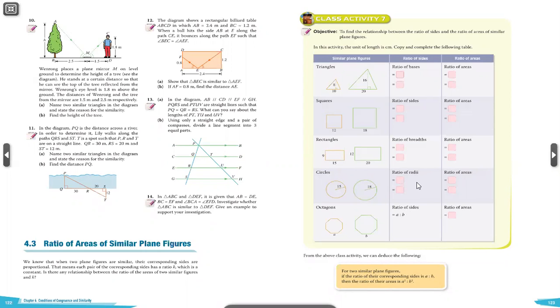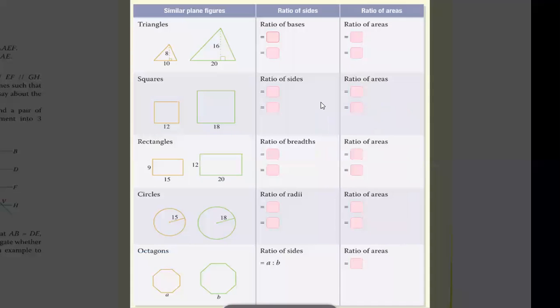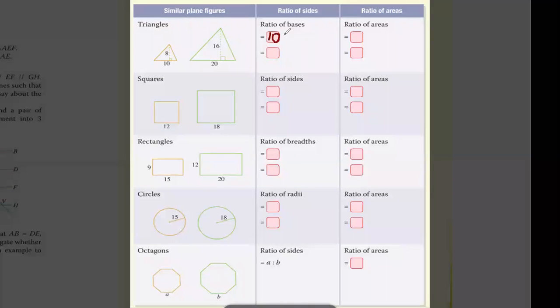You can write down the solution on your book. Like for example, the first one, triangle. You have to find the ratio of the side. So how to write in your book like this: you have to write 10 to 20. So the ratio of the base is 1 to 2. Next, the ratio of the area.